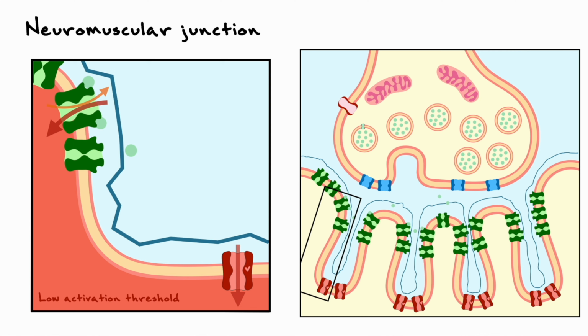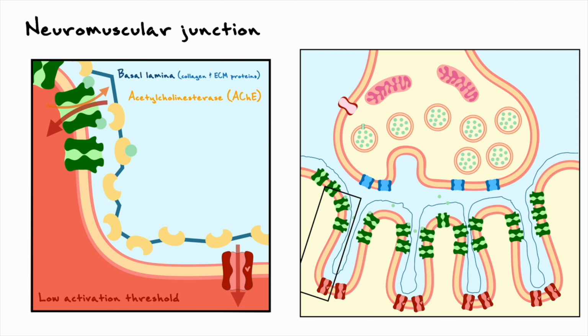But we know from our personal experience that we do not want our muscles to constantly contract, so there must be a system in place that takes care of terminating the signal and stopping the opening of the receptors. The way the signal is terminated in the neuromuscular junction is with the aid of acetylcholinesterase. Acetylcholinesterase is an enzyme anchored in the basal lamina, which is a meshwork of collagen and other extracellular matrix proteins, here represented by this blue zigzaggy line.